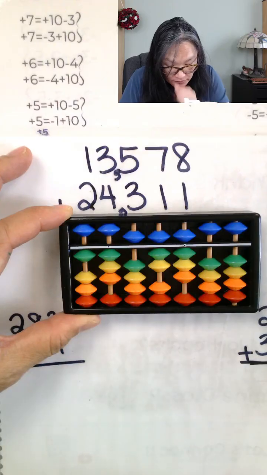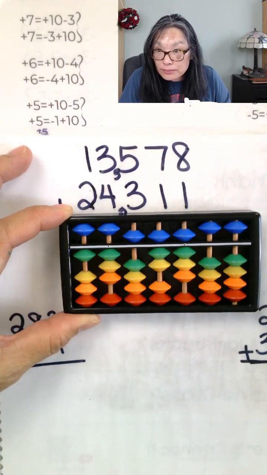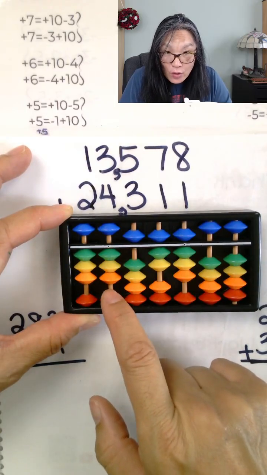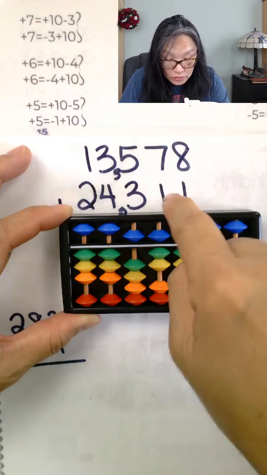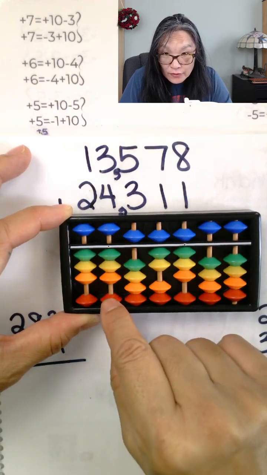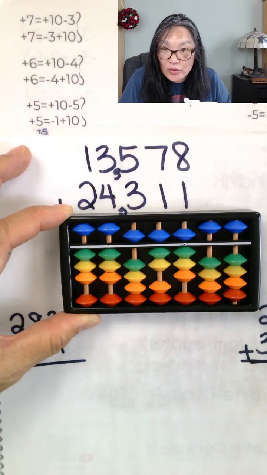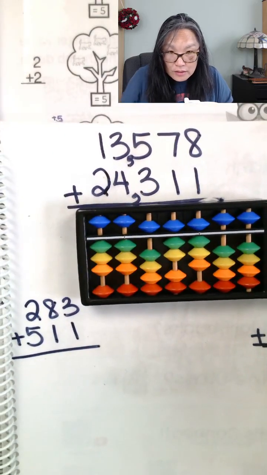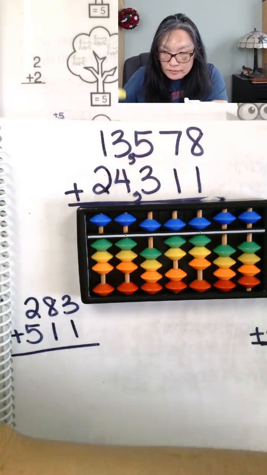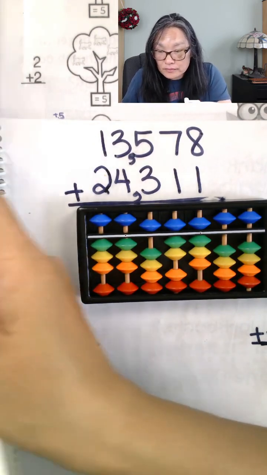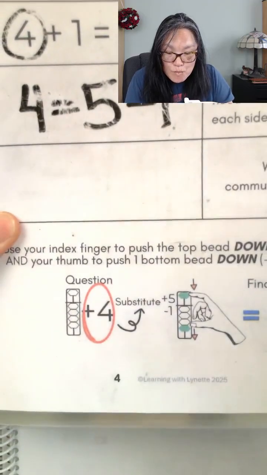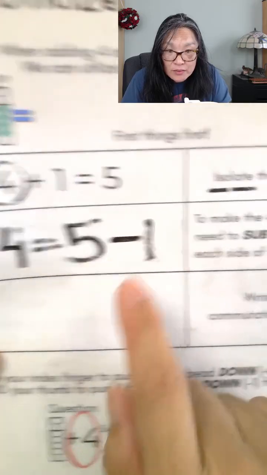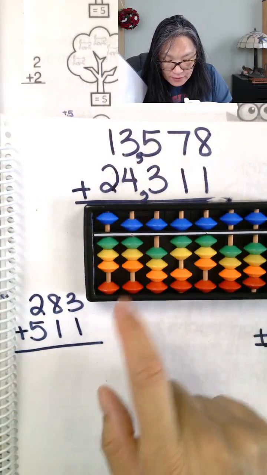24,311. Can we add the 2? Yes, we can. Can we add the 4? No, we can't add the 4. We don't have any more beads to add the 4. What can we do? We know how to add a 4. Plus the 4 is equal to plus the 5 minus 1.